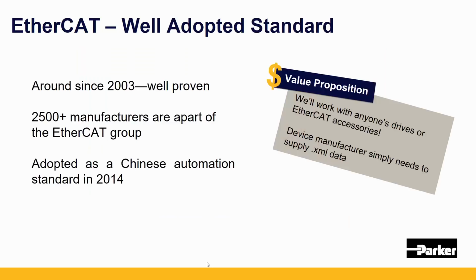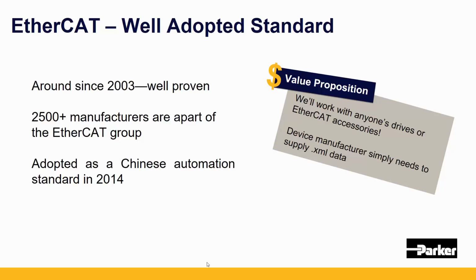So I get asked a lot about Ethercat. Oh man, this is a brand new standard. I don't know about this. Well, it's actually not new. Just like a lot of new protocols that come out, our industry is really slow to adapt them. So Ethercat, believe it or not, has really been around since 2003. Ethercat is really well proven at this point. In fact, there's about 2,500 manufacturers that are part of this Ethercat group. Of course, Parker is one of them.